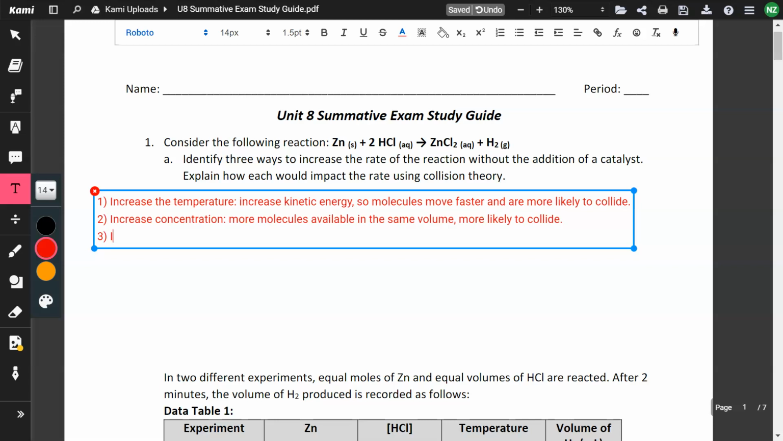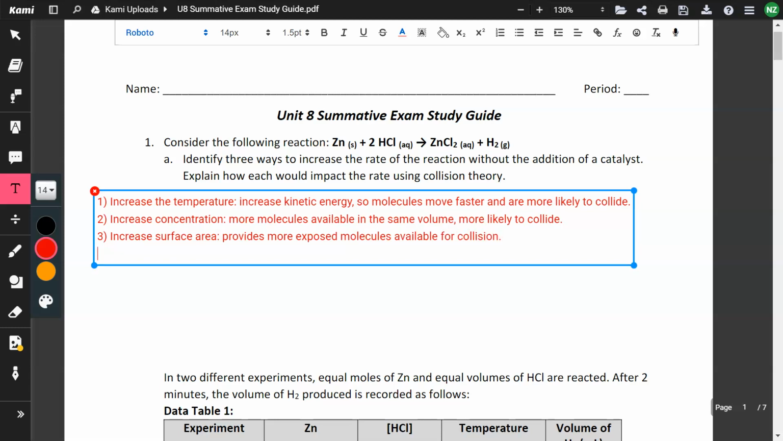The final way is to increase surface area. So when we do this, this provides more exposed molecules available for collision. Okay, so when we do this, we're basically going to break apart, crush, whatever, so that more of the substance is exposed and available for collision.